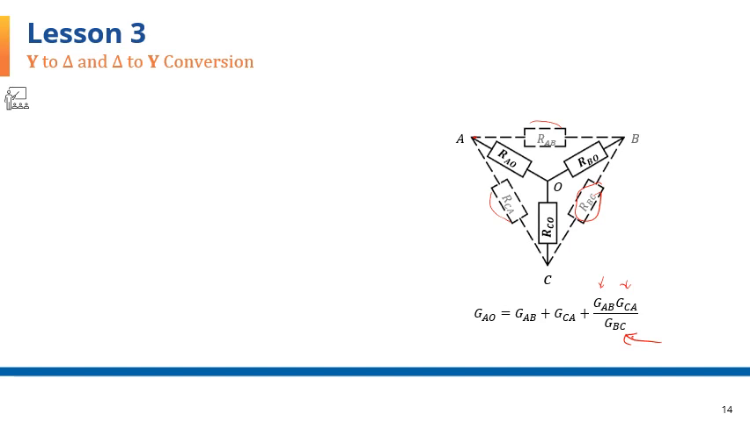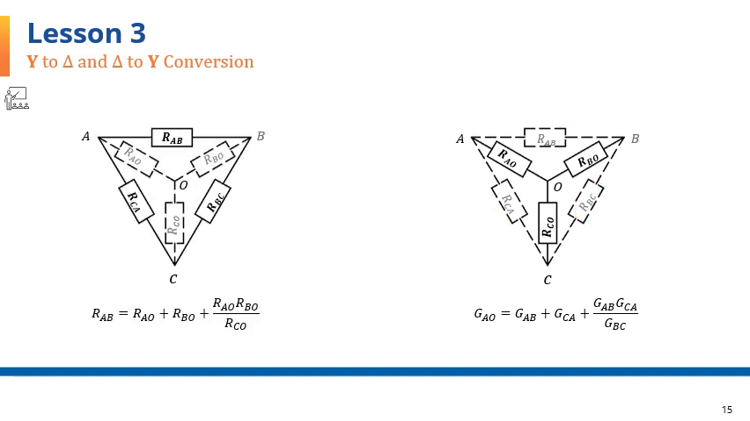You can see the similarity between this equation that goes from delta to Y and the other equation that shows the conversion from Y to delta. We can write the equations for the other two as well. I might have it on the next slide. Actually, I'm going to write it right here. Here you see the equations for a single resistor here, and a single conductance here, in each case side by side.